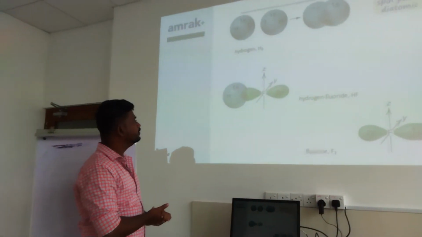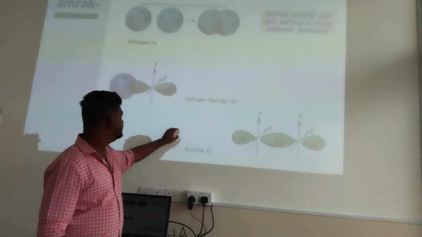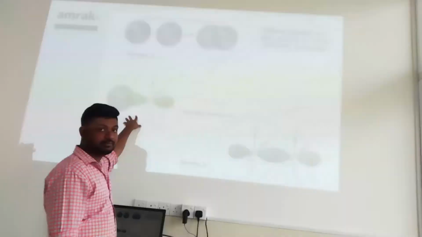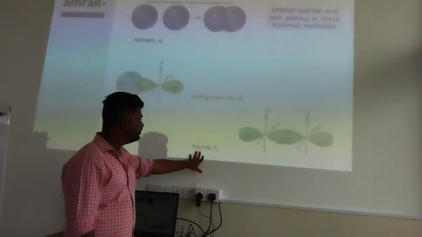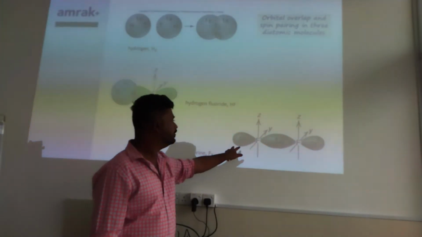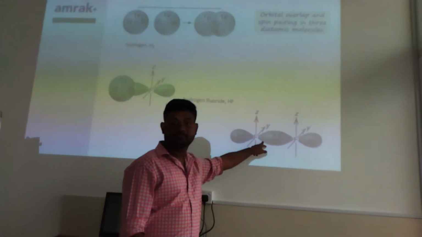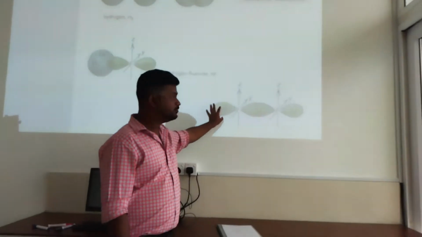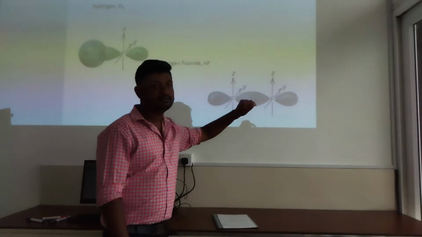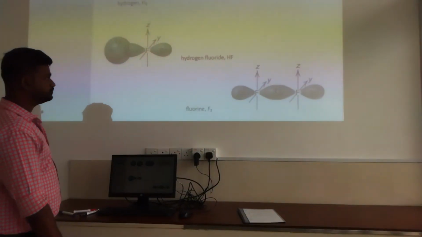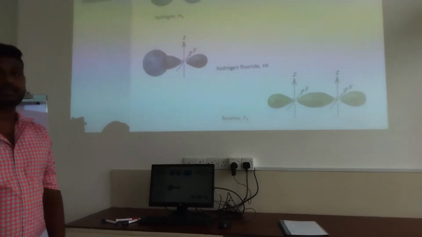Okay. So in the HF molecule, there is s and p hybridization. Whereas in the fluorine molecule, we have 2 p orbitals, right? So those p orbitals are hybridized. So this is p hybridization.